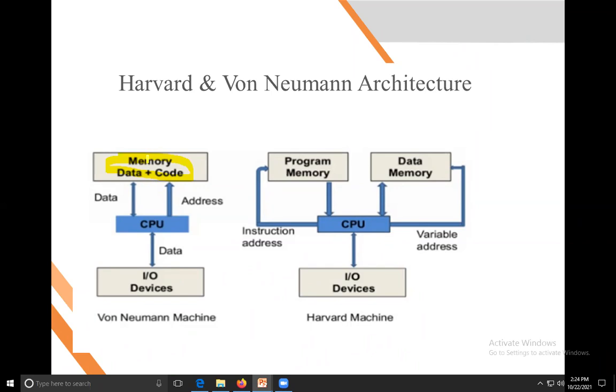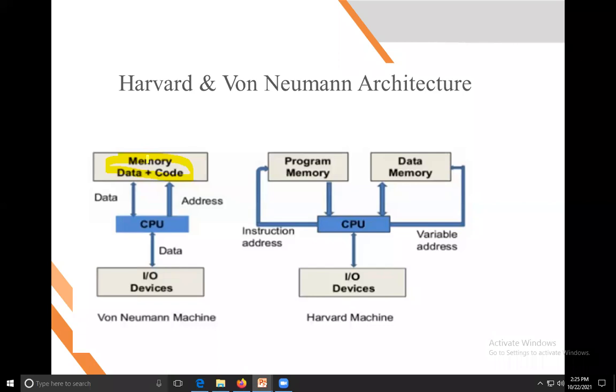So in von Neumann structure, they are using only one memory, and in that memory you can store the data also, and you can store the program also. So whether you have to fetch the data or the program, you have to use the same memory. So it requires more time to fetch such data.